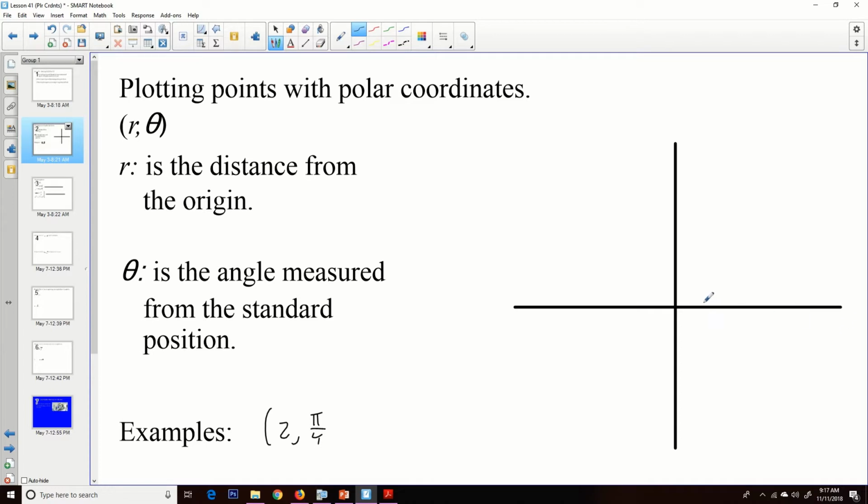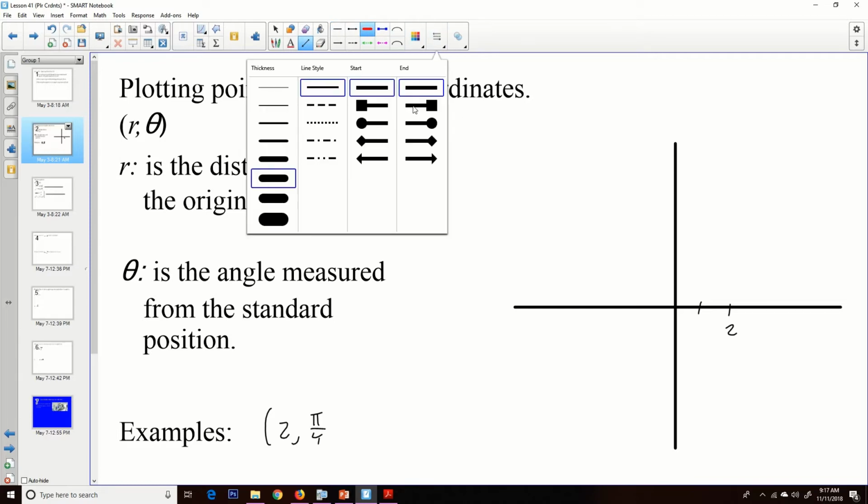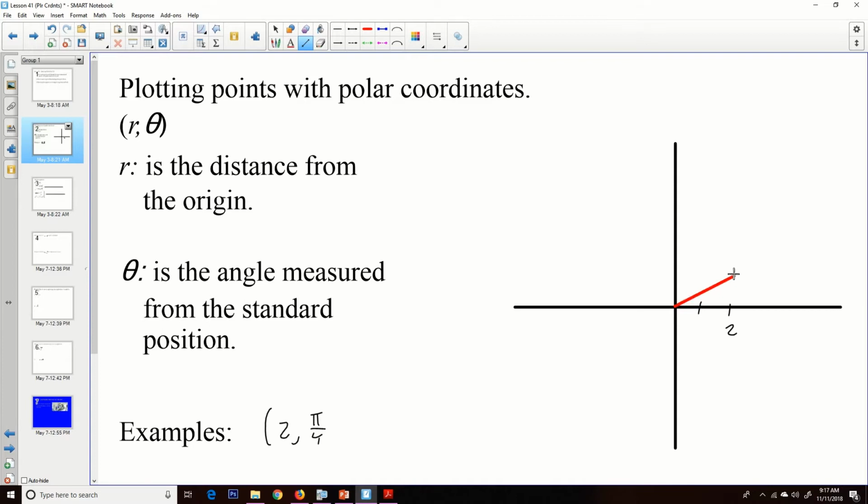Well, I'd come out 2 units, and so it would look like this. I don't like that line, so let's make it a little smaller. I come out 2 units, and again, it's the same length. That's 2 units there, but I would open up this way. Let's get my pen tool. And then I'd open up this way, pi over 4 units, and that's what this is. That's not a y, that's a 4, with an ordered coordinate plane.